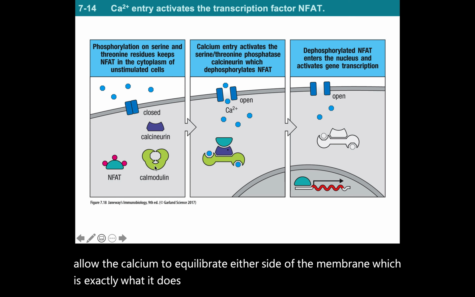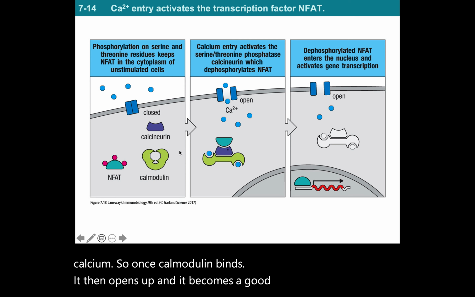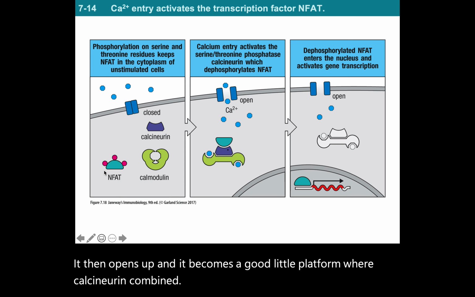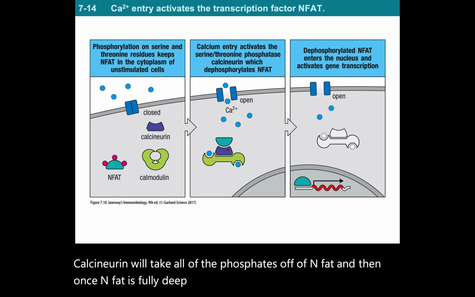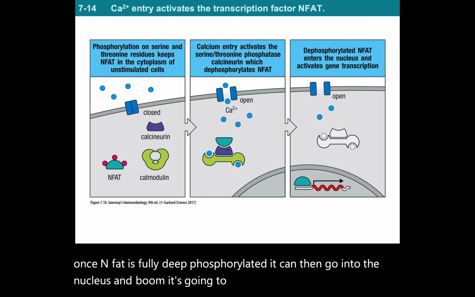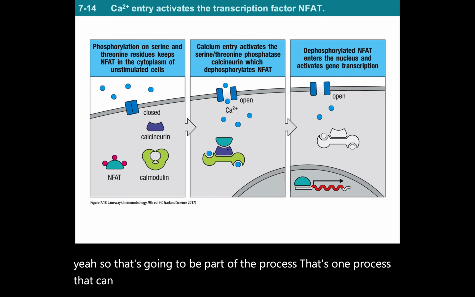Now, calmodulin has been waiting here, but it wasn't able to assume its correct shape until it bound calcium. So once calmodulin binds, it then opens up and it becomes a good little platform where calcineurin can bind. Calcineurin will take all of the phosphates off of NFAT, and then once NFAT is fully dephosphorylated, it can go into the nucleus, and boom, it's going to activate gene transcription. And so that's going to be part of the process. That's one process that's going to be involved in T cell activation.